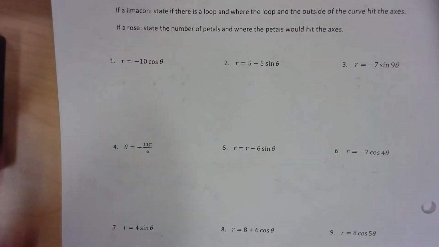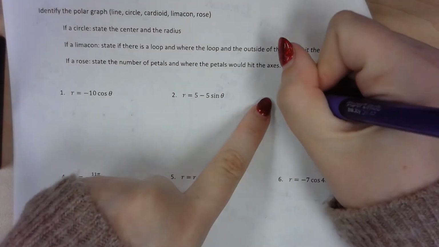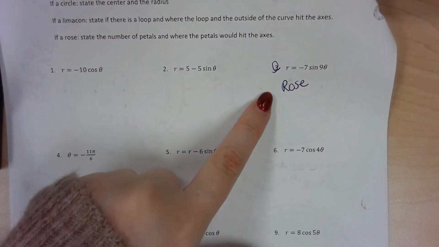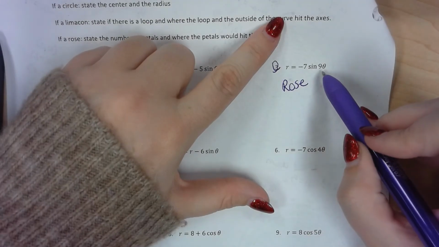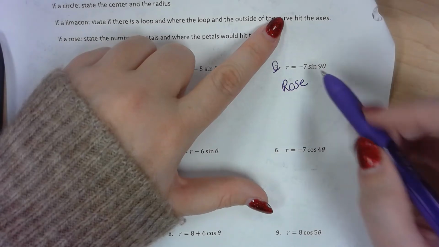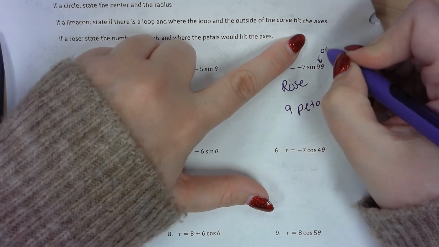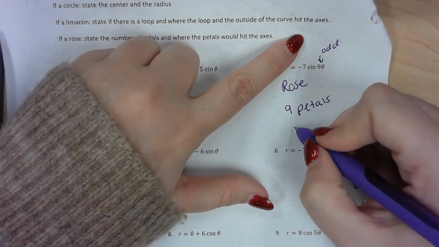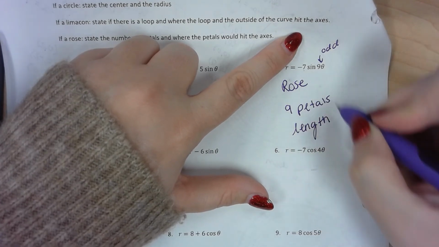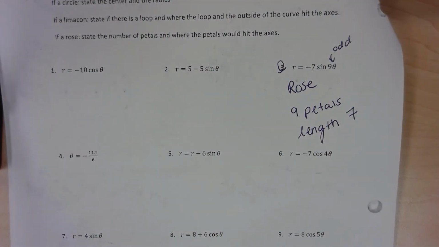Okay, on this page, what I want us to focus on is the roses. So a rose looks like one like number 3. This would be a rose. When we have roses, if our number in front of the theta is odd, that tells us how many petals there are. So there are going to be 9 petals here because this number is odd. Now each petal is going to have a length of this number, which is 7. Okay.